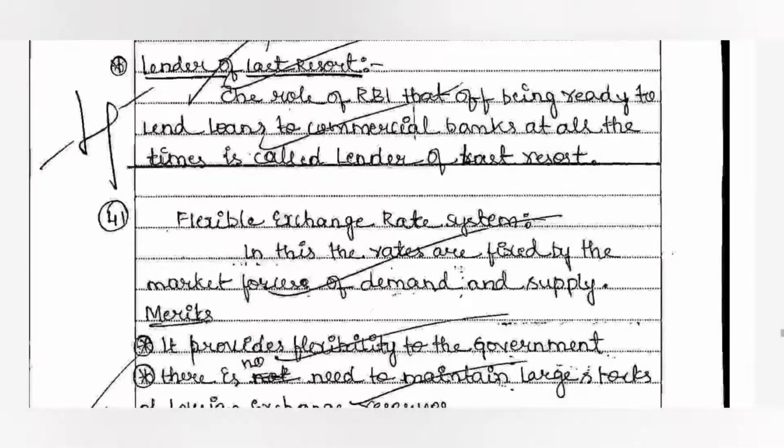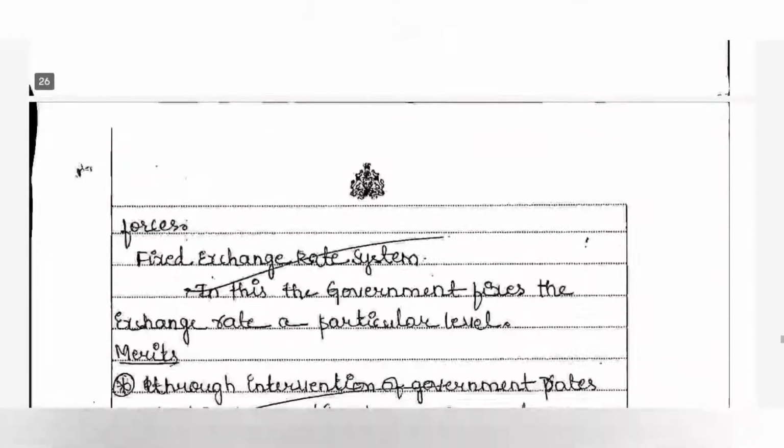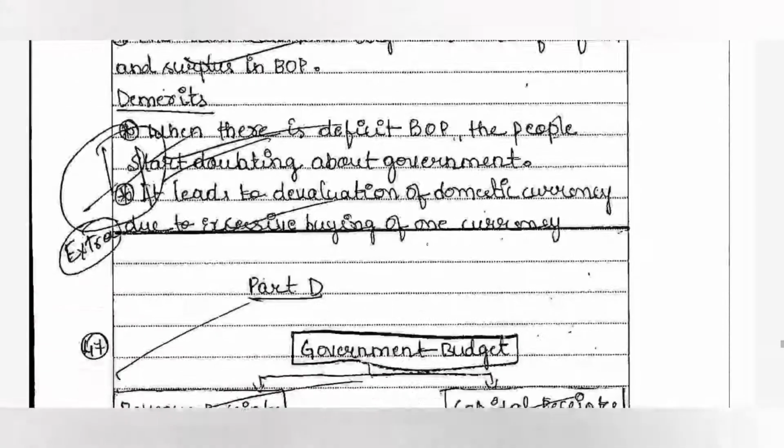And the 41st question we have here, from part C: Explain the merit and demerit of fixed and flexible exchange rate system. It has been omitted for this year 2020. So I am omitting this one.